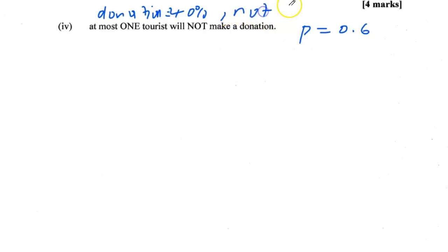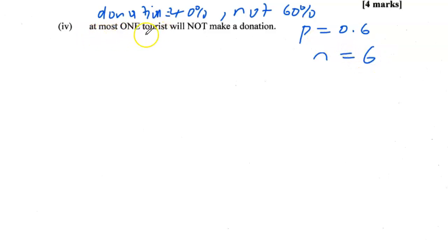Part 4, at most 1 tourist will not make a donation. So remember, the probability of making a donation was 0.4. In terms of not making a donation, this time we're using p equal to 0.6. Because the probability of making a donation was 40%, that means the probability of not making a donation is 60%, represented by 0.6. Alright, so n is still 6, because 6 persons attended the event.